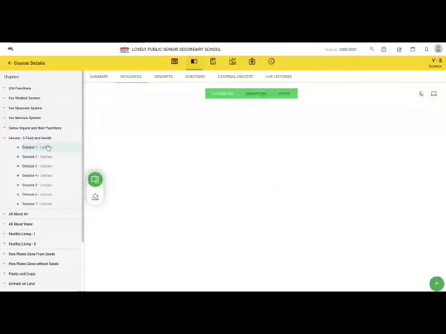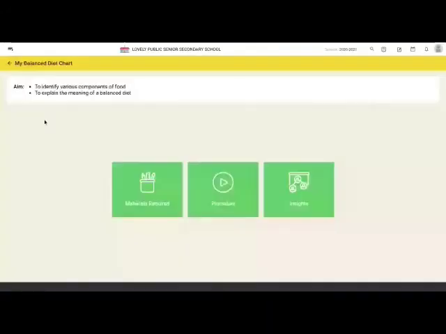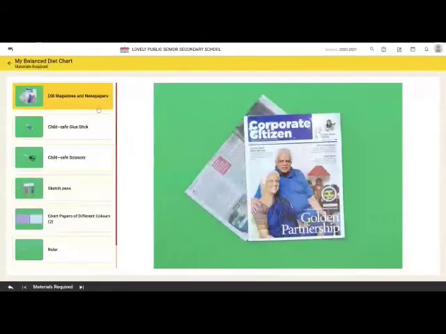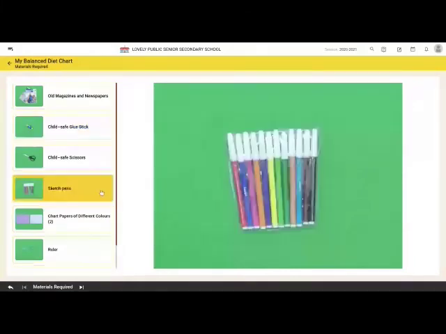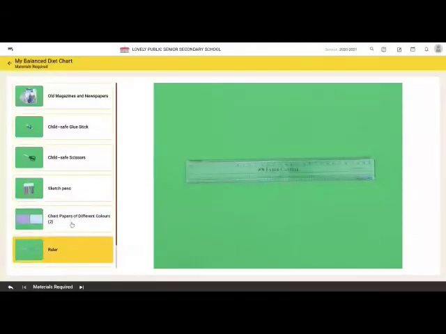Now there is one activity to understand more about the balanced diet. Now this you can do. With this activity, you'll be able to find out about the food, about the nutrients, about the components of food, and the meaning of balanced diet. Let's see what all are there. This you can do at home. You require some old magazines, newspapers, glue, scissors, some sketch pens, charts, or any colored papers, or a ruler.